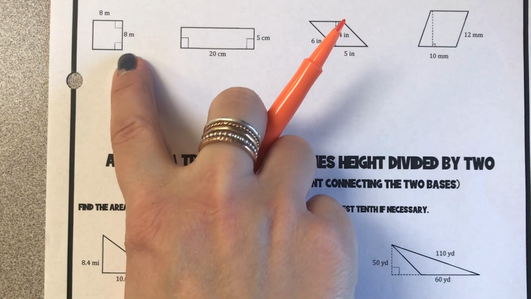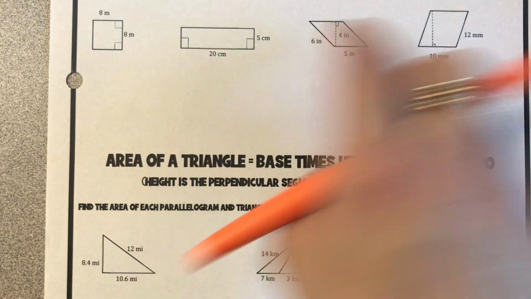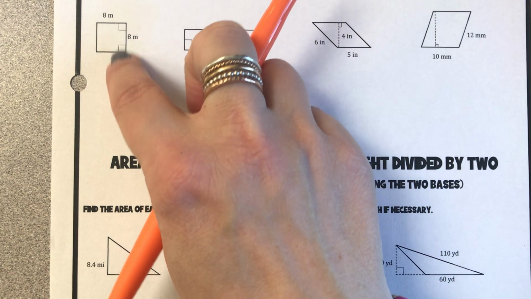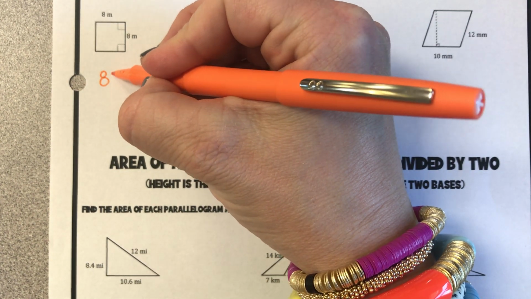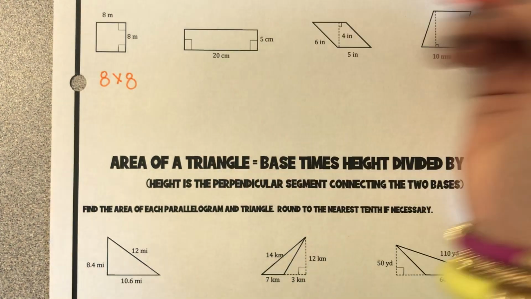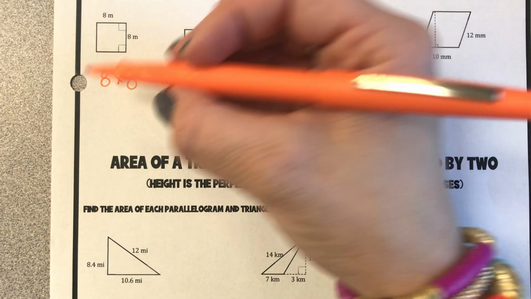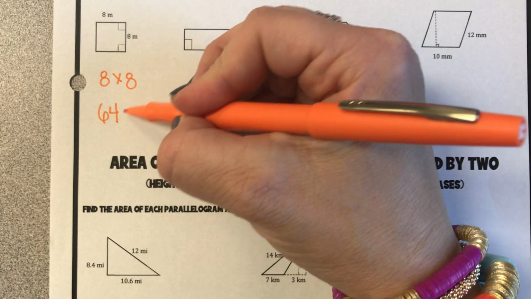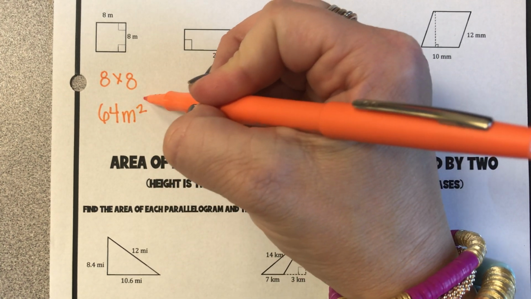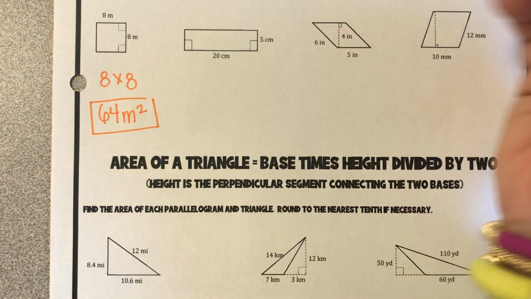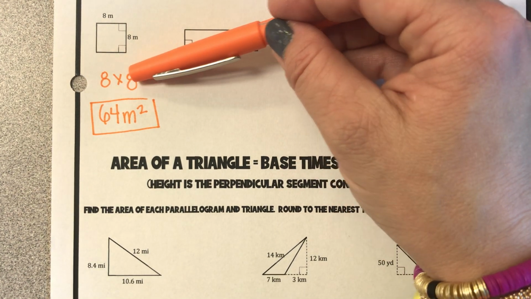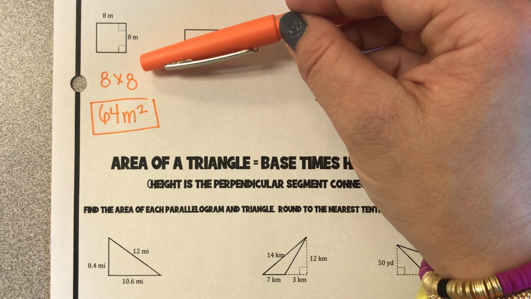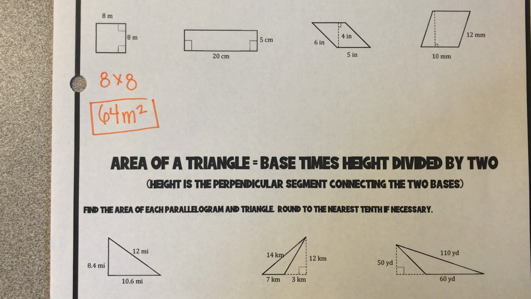So let's look at this parallelogram, right? It is a square, which is a parallelogram. It has two pairs of parallel sides. So the base is 8 and the height is 8. 8 meters times 8 meters is 64 meters squared. That is my answer. On your homework today, what I need to see is you writing out essentially what you're going to type into your calculator.